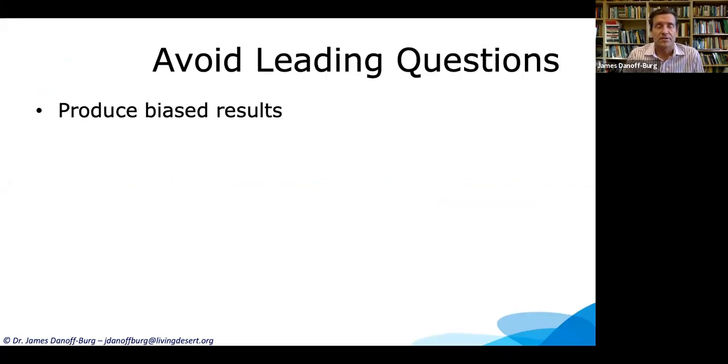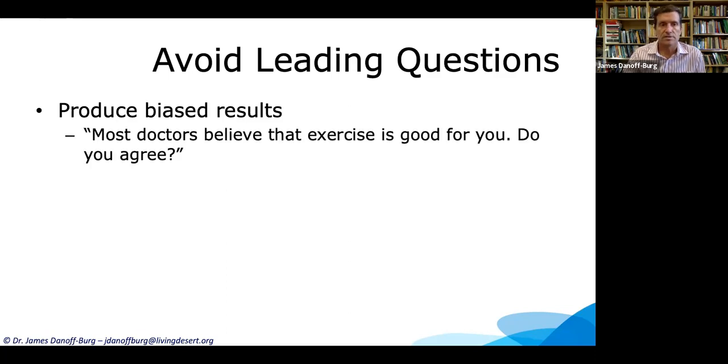As I had said with that earlier example, it produces biased results. So here's a great one along the same lines as that last one. Most doctors believe that exercise is good for you. Do you agree? It's a bit of a leading question, right? Because you're saying that these authorities, doctors, believe that exercise is good for you. And you're asking this person, do you agree with most doctors, who are the experts on health, that exercise is good for you? So by doing that, you're of course biasing them to answer yes. So how could you change this?